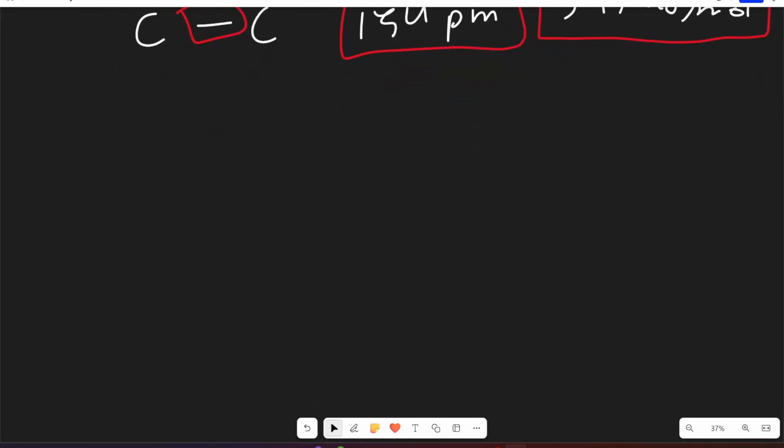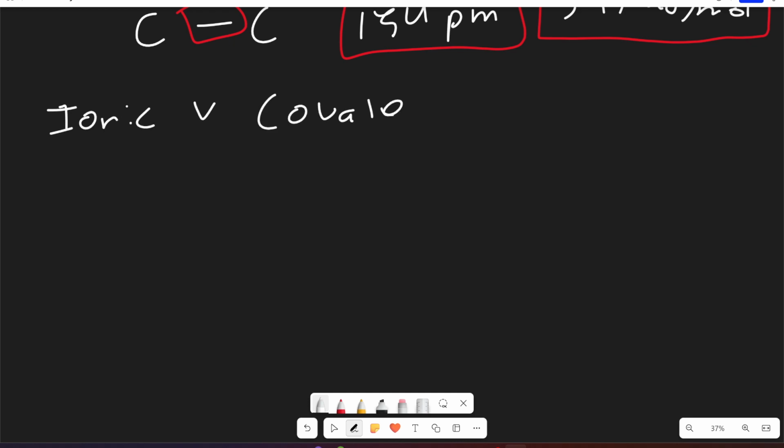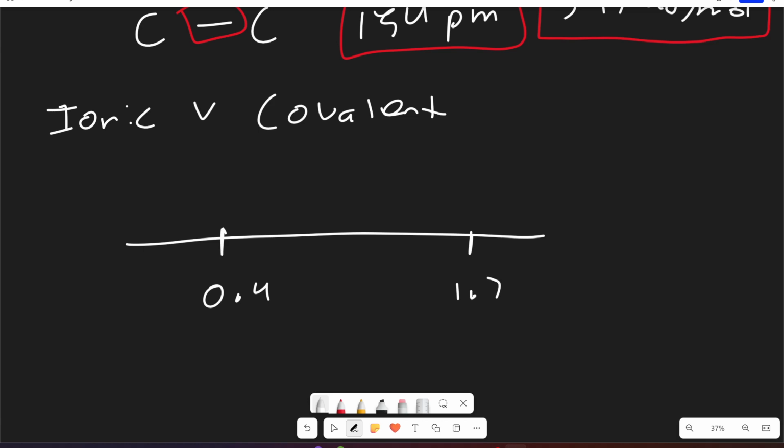So now moving on, we need to be able to determine the differences between ionic and covalent bonds. And essentially, there is an electronegativity scale that you can use, and it varies from book to book, but essentially it'll be 0.4, and you'll have 1.7.